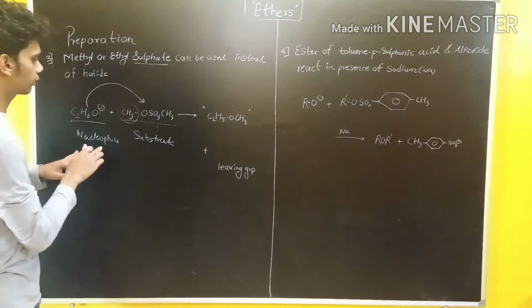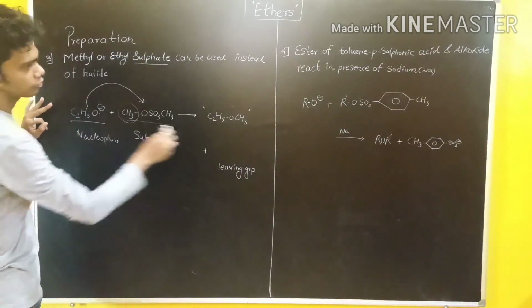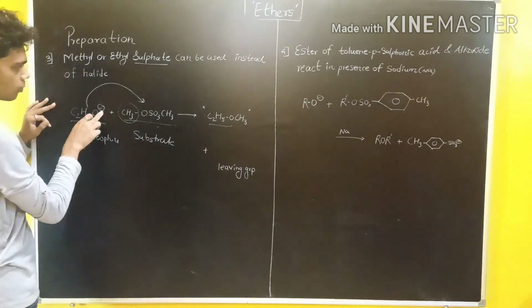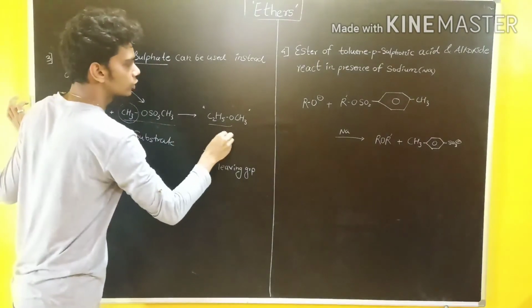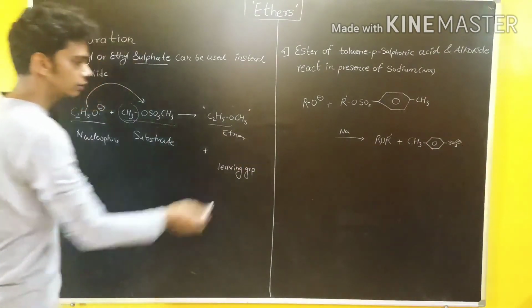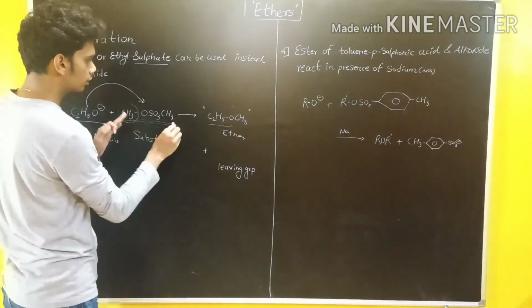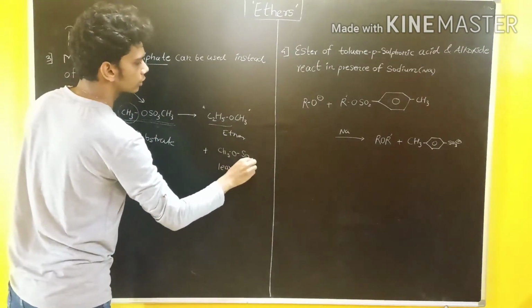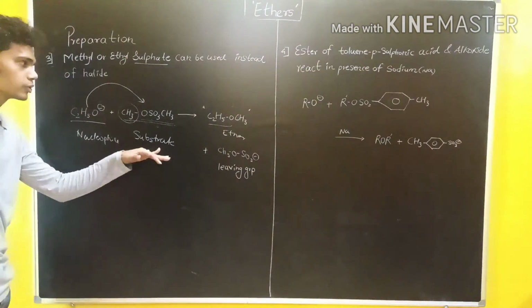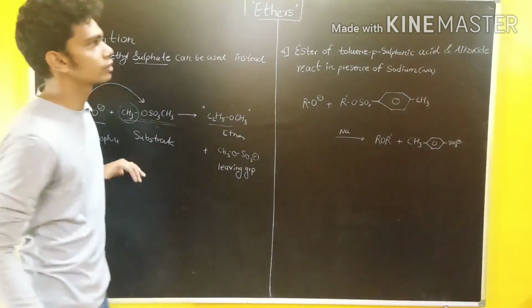So what we are getting is that the nucleophile, that is C2H5O minus, attacks here on CH3. So CH3 is taken up by this group. You will get your ether here and the leaving group is this one, so it will be CH3OSO3 minus. So this is a substrate, right? This is a sulfate actually, but we are using the sulfate here.